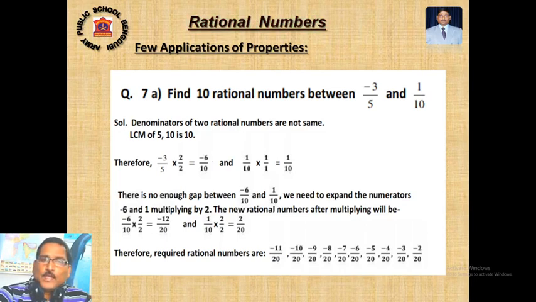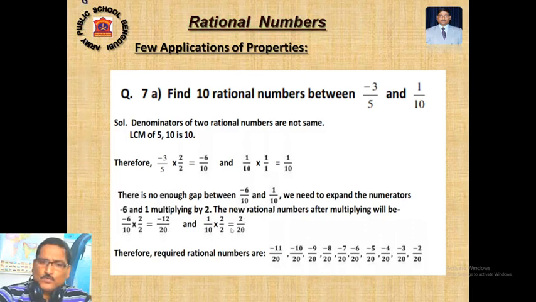So what to do? The actual rule is that whatever number you require, you multiply it by 1 more. But if we multiply by 1 more in this case, the number will be too big. So thereafter we have to select any 10. What we have done here is just multiply by 2. This minus 6 by 10 and 1 by 10, you multiply by 2. So the number will get expanded. So it will be minus 12 by 20 and 2 by 20.